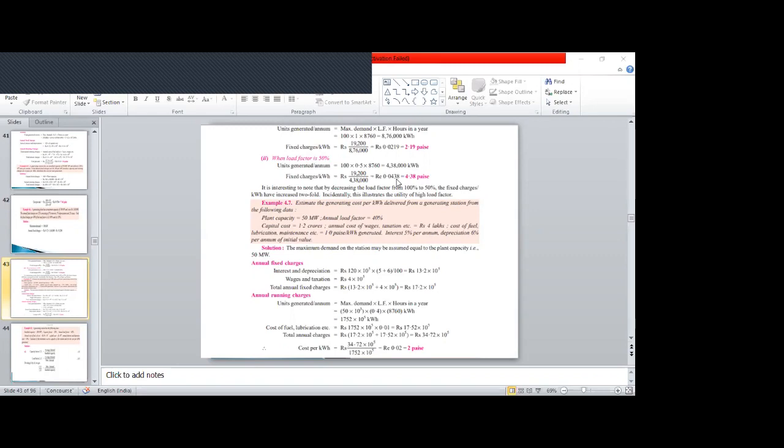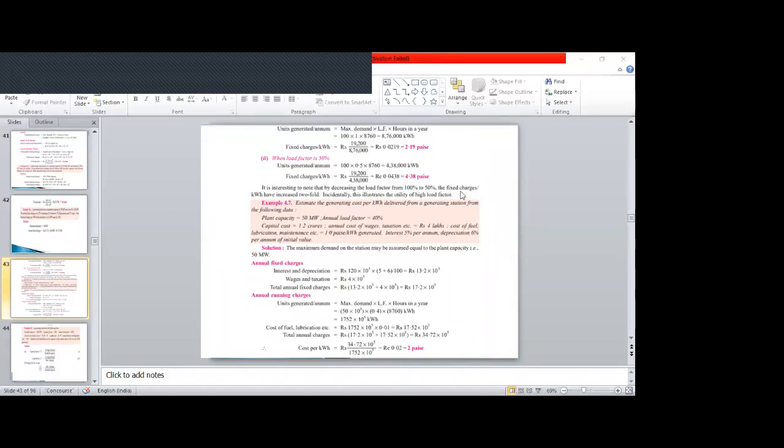That's why at the end it is mentioned: it is interesting to note that by decreasing the load factor from 100% to 50%, the fixed charges per kilowatt hour have increased. So this illustrates the utility of high load factor. That is the significance of high load factor. In the first case, because of high load factor, fixed charges are reduced. You understand this concept? Yes?